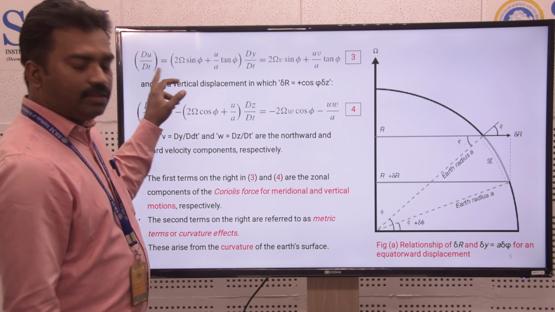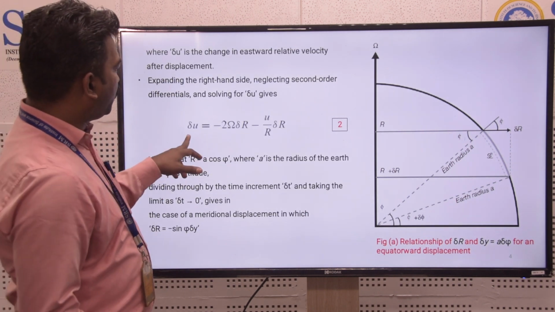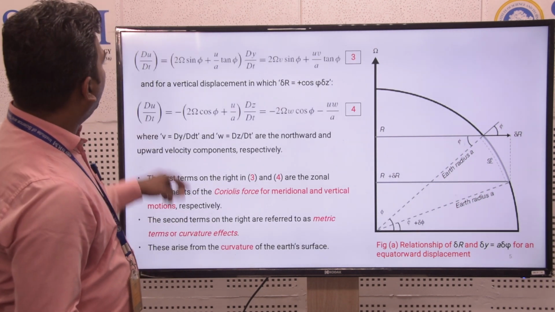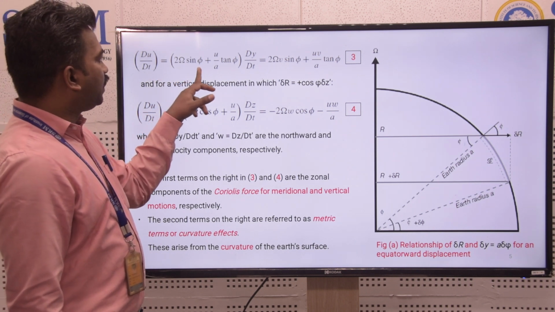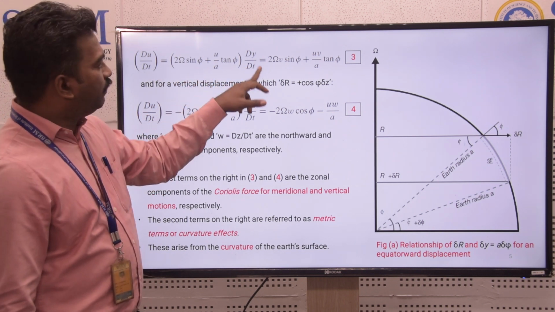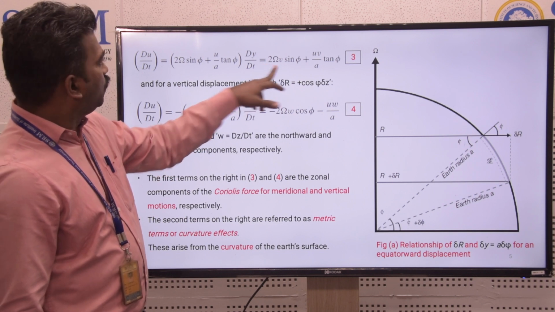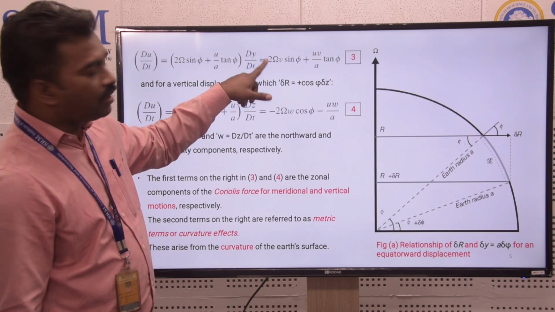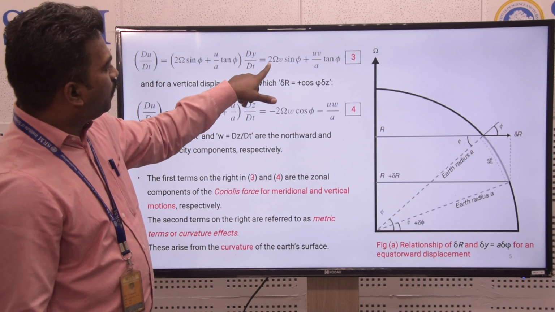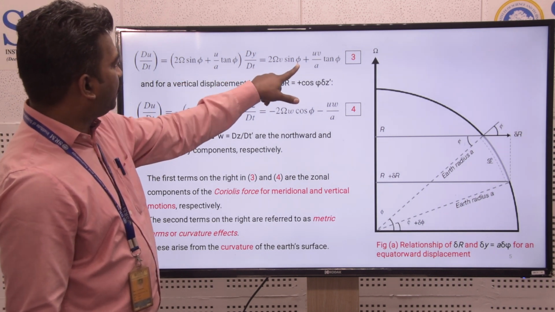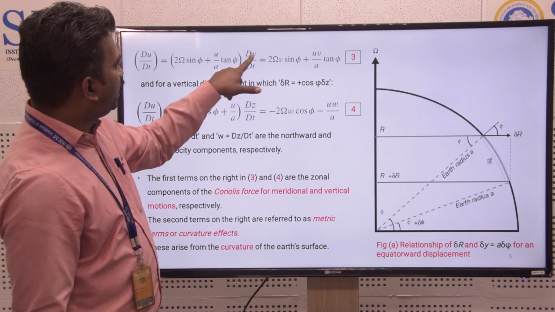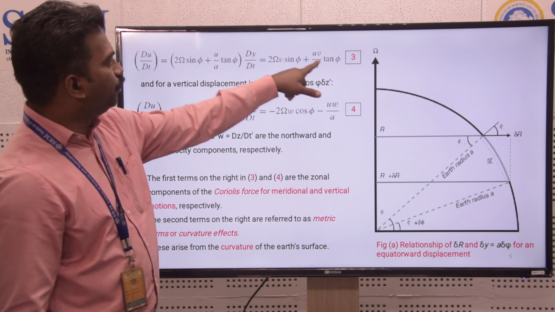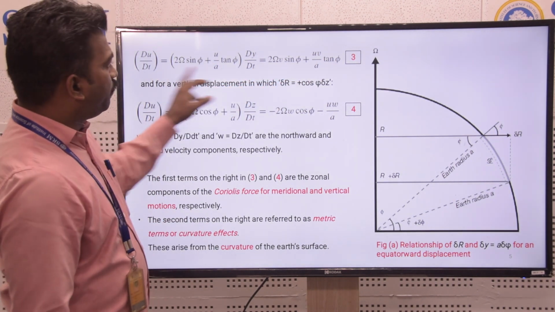When you divide equation 2 with respect to t and substitute delta r as minus sine phi delta y, we obtain du by dt is equal to minus 2 omega sine phi plus u by a tan phi, times dy by dt. In this, dy by dt we can simply replace with the meridional velocity, which is represented with the letter v. I can write it as 2 omega v sine phi plus u by a, and this dy by dt is multiplied with this term also, so that you obtain uv by a tan phi. So this is for meridional displacement.